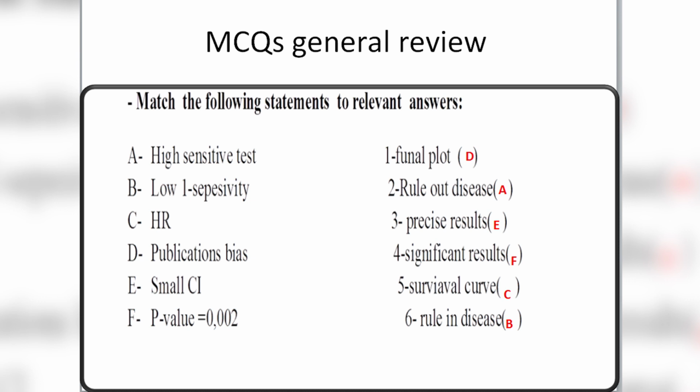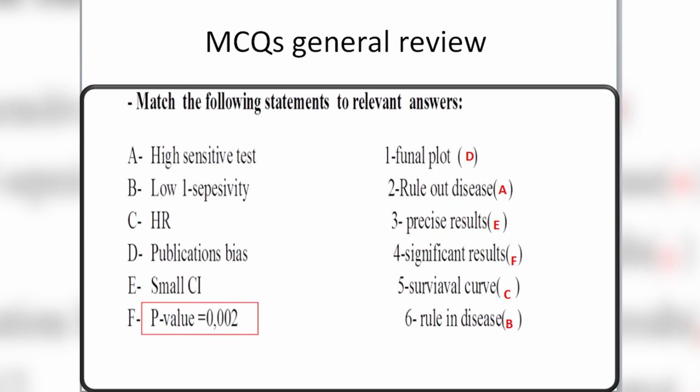First of all, high sensitive test, what is the answer? Rule out. Rule out of disease. Okay. Low 1 minus specificity: what does it mean? It decreases false positives. If the false positives decrease, the specificity increases, and what is this? Rule in. Then hazard ratio: survival curve. Publication bias: funnel plot. Small confidence interval: precise.